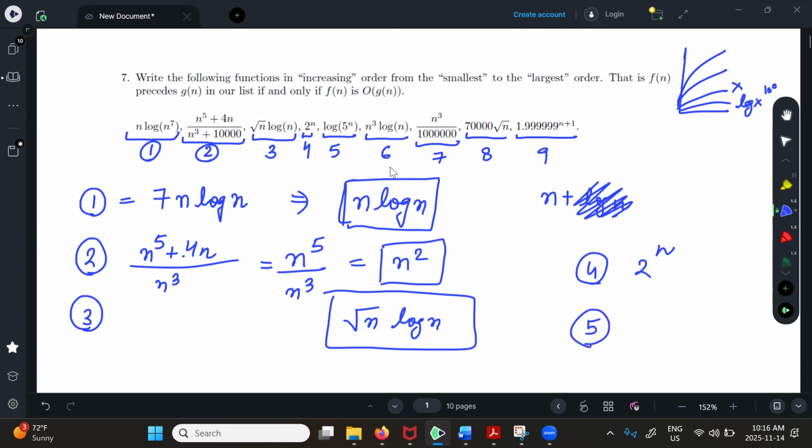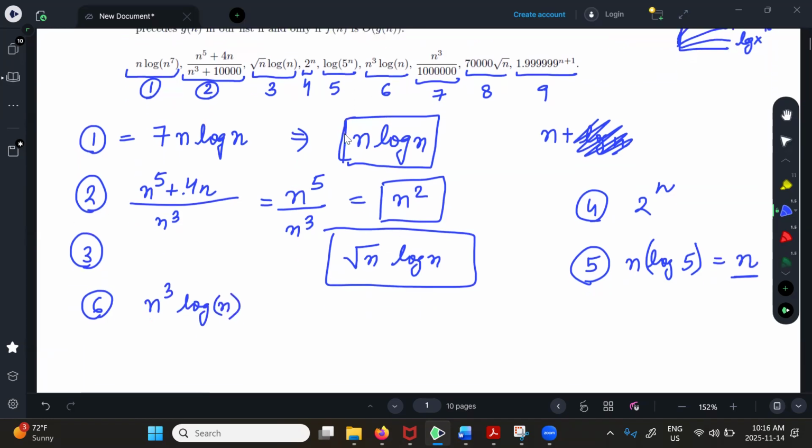What is number 5? It is just n log, but what is log 5? It's a constant. Every time you see a constant, you get rid of it, right? Number 5 is just a linear function. Number 6, you can't simplify any further, right? It's a polynomial times a log, it stays that way. Number 7, it's just n cube, right?